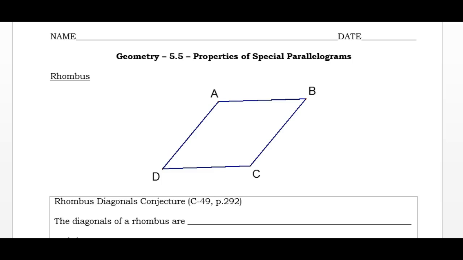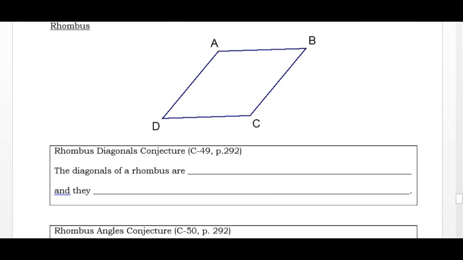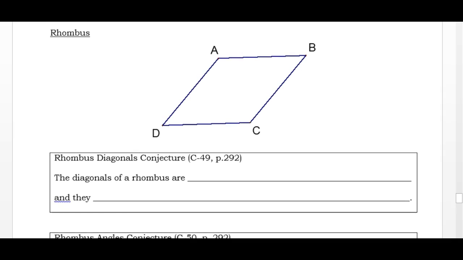This is Geometry Lesson 5.5, and we're going to talk about the last of our special quadrilaterals, or parallelograms, in this lesson. We have three special parallelograms. The first is a rhombus. A rhombus is a parallelogram, meaning I know that all the sides are parallel. I have two parallel right there, and two parallel right there. What's special about a rhombus, by definition, is that all four sides are congruent. So that's what I know about a rhombus so far.